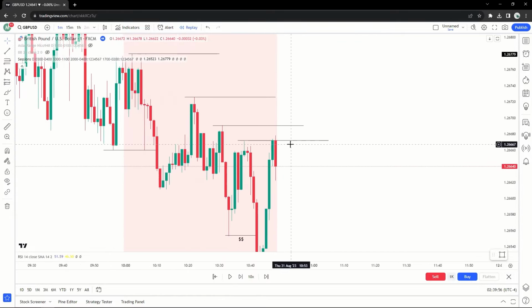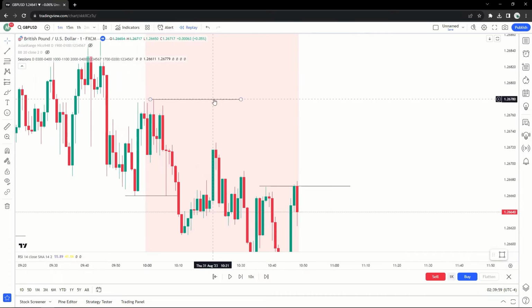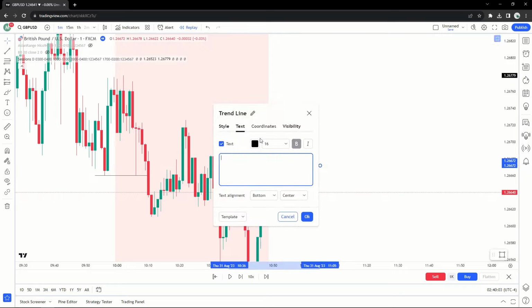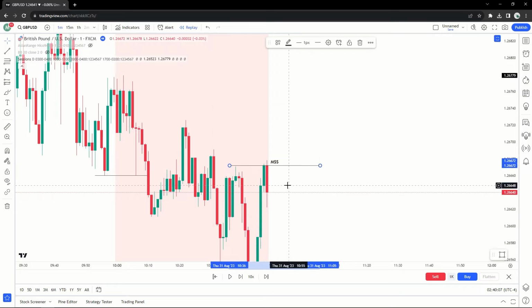We have a strong move. If I quickly remove all of these, as these are relevant now because we've had a market structure shift, and I mark this up for you guys so you can understand further: market structure shift, simple as that. MSS simply means market structure shift.